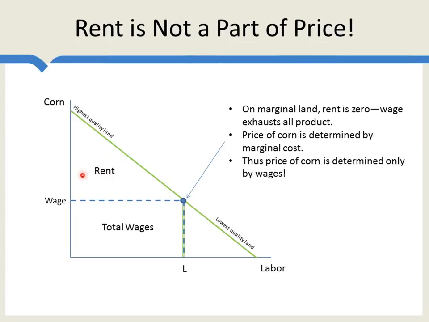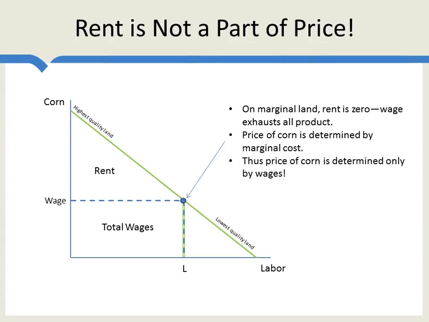Even though landlords get this big rent, this big payment, the price of corn and of other products is determined only by the marginal cost, and that marginal cost is just wages. So the price of corn is not determined by rent. Rent is not a part of the price. Therefore, the relative prices of two goods is determined by their labor input. Ricardo has saved the labor theory of value.